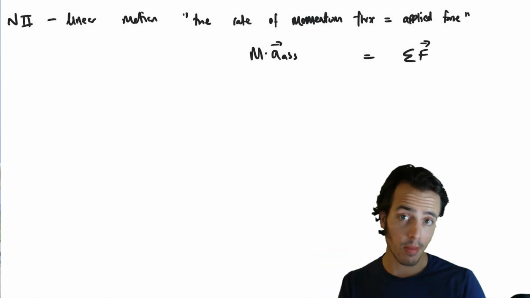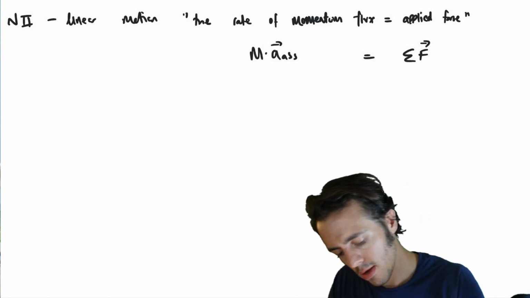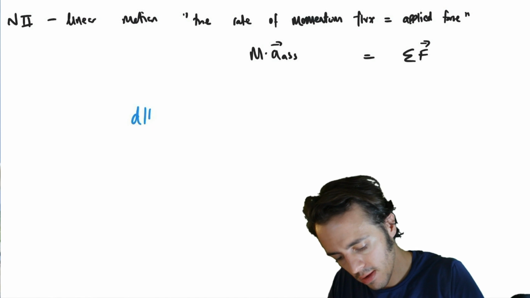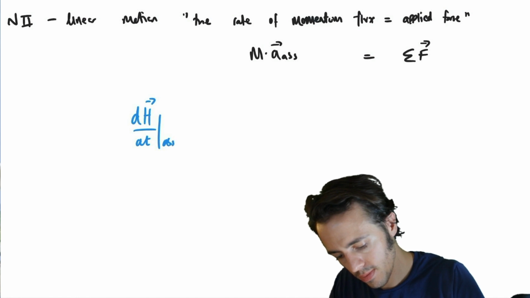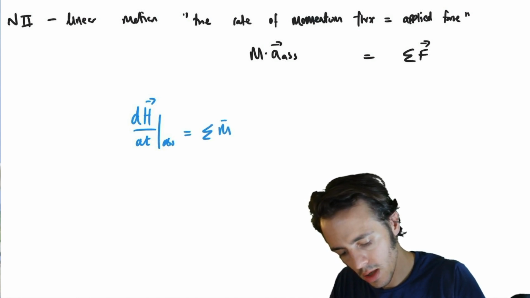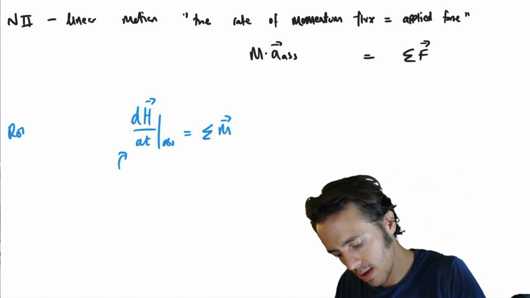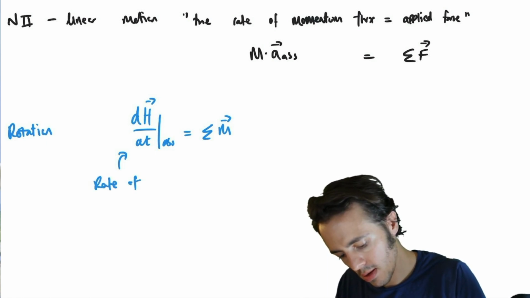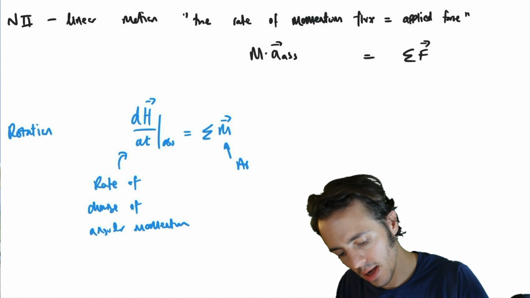For angular motion, for rotational motion, you may not have necessarily seen it expressed in a way like this. So the way that we will apply it is the rate of change of the angular momentum is equal to the sum of applied moments. Okay, so this left hand side is, again, this is for rotation now. The left hand side is the rate of change of angular motion, sorry, of angular momentum. And then this right hand side is the applied moments.